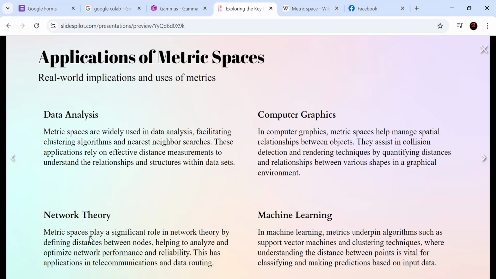How can we apply these functions, the metric space concept? We have to analyze the data. Metric spaces are widely used in data analysis, facilitating clustering algorithms and nearest neighbor search. These applications aid decision making by understanding the relationships and structure within the data set.